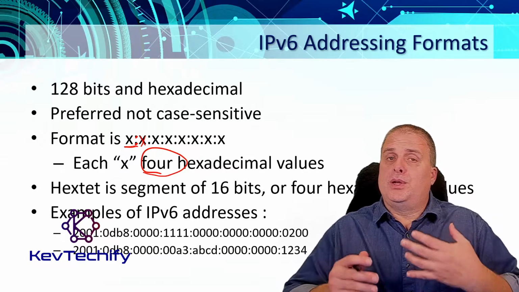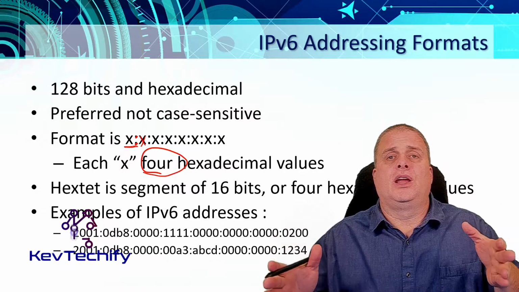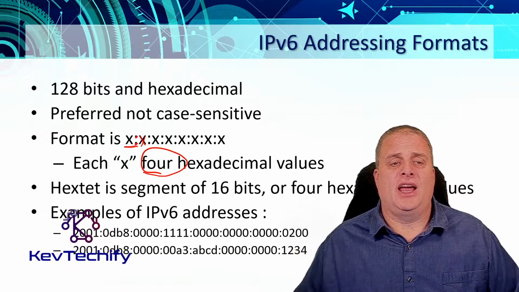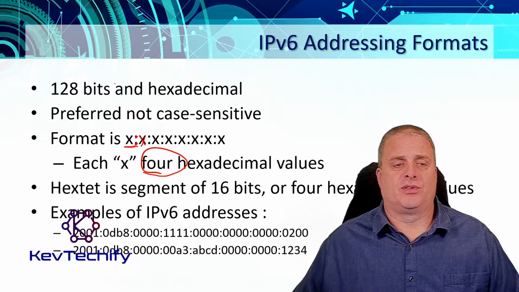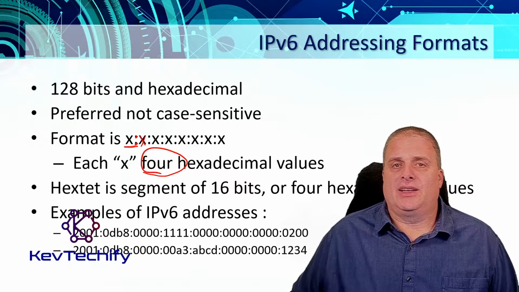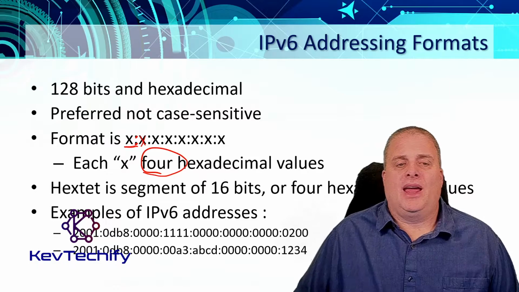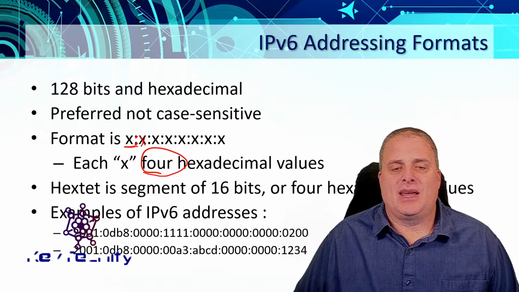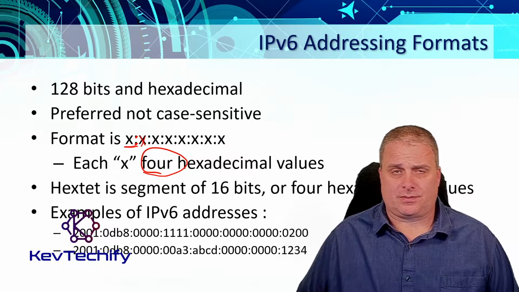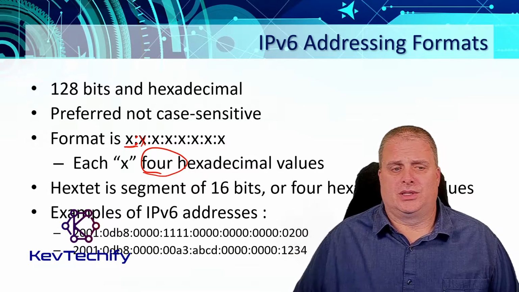Once again, computers and devices see it as strings of 128 ones and zeros, but for us humans to more easily understand it, we translate this into this preferred format. Now, a hextet is a term that I've only heard used with IPv6, but a hextet is a segment of 16 bits or 4 hexadecimal numbers. A hextet is 4 hexadecimal numbers there.